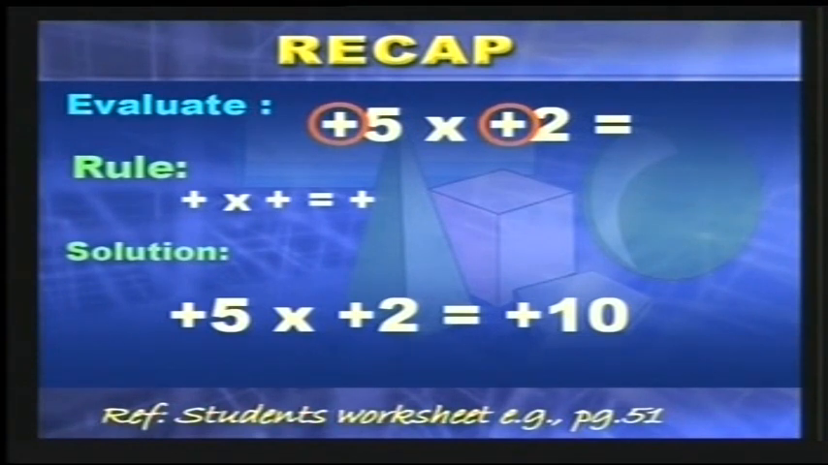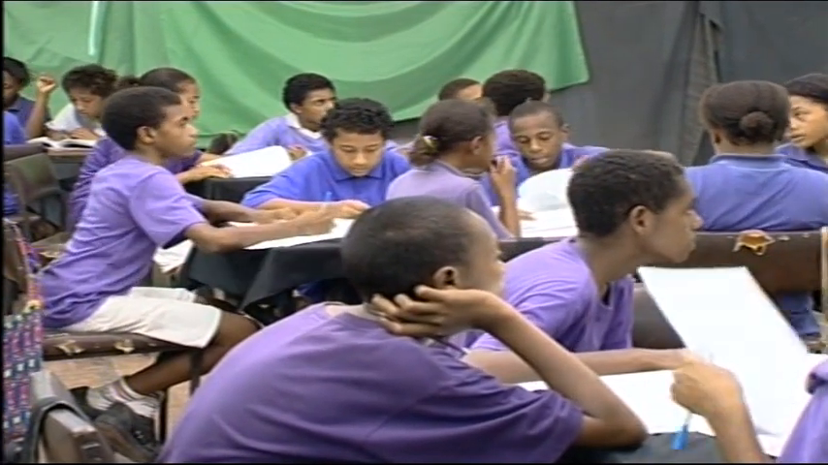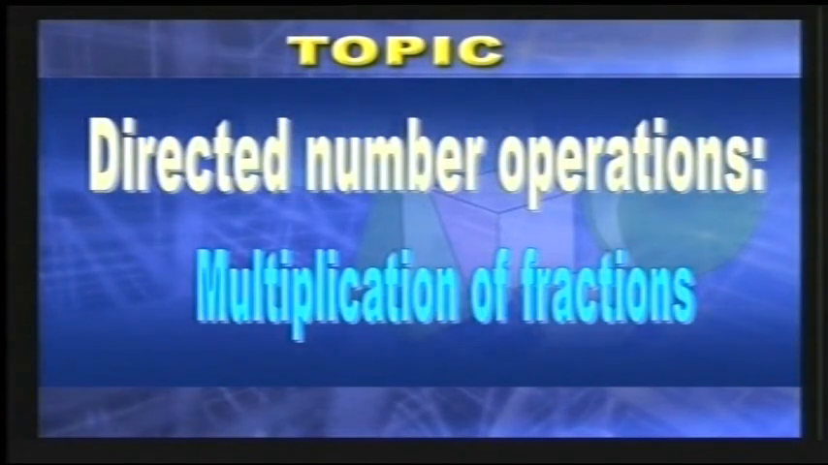Now, class, we are going to move on to another new topic, and we are still going to be dealing with directed numbers, using the same rule, but this time we're going to work with directed numbers. In our previous lesson, we used that rule in integers. This time we are going to use it in directed numbers. And as you all know, directed numbers are numbers such as a negative or a positive with a decimal or a fraction. So now we are going to multiply fractions. Class, our lesson topic for today is directed number operations, multiplication of fractions.